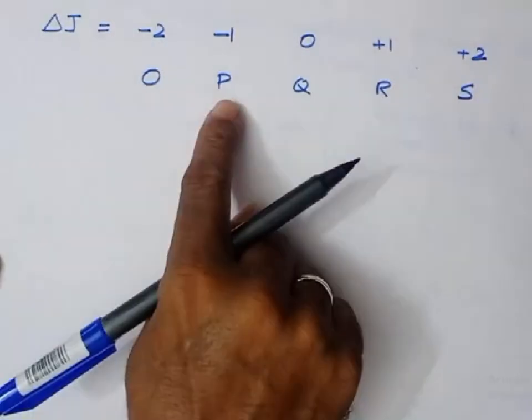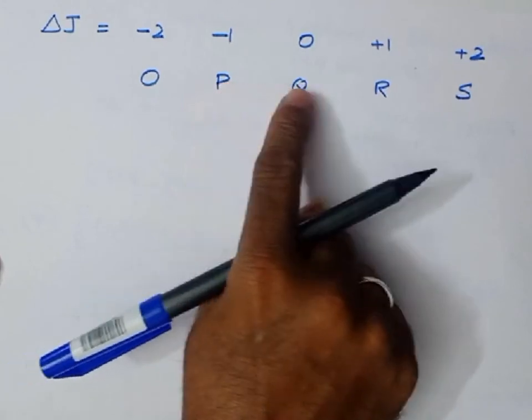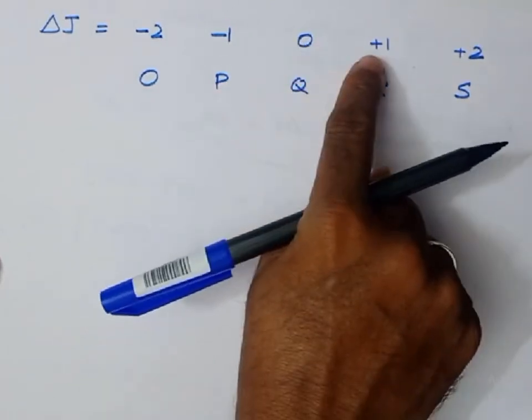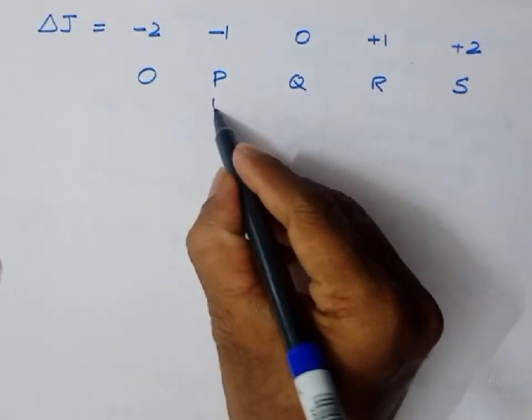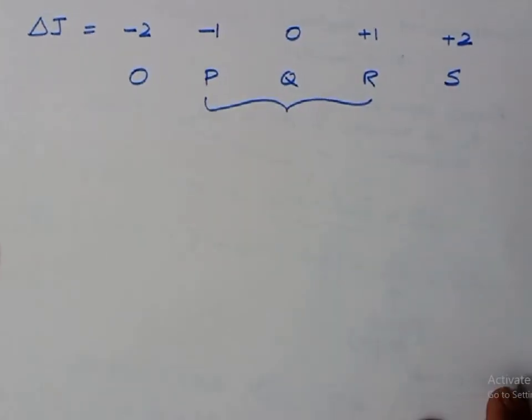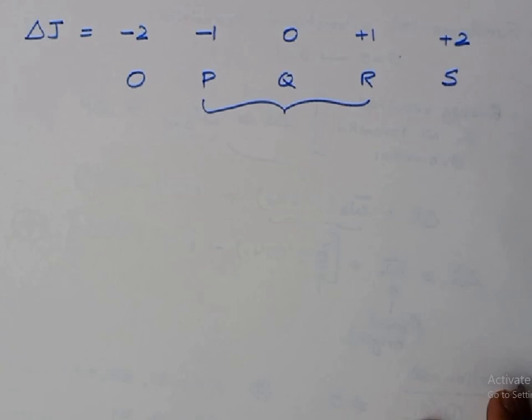Delta J minus 1 means P, delta J 0 means Q, delta J plus 1 means R. So in our case, we are going to get only these P, Q, R branch lines. Is this clear, students? Any doubt?